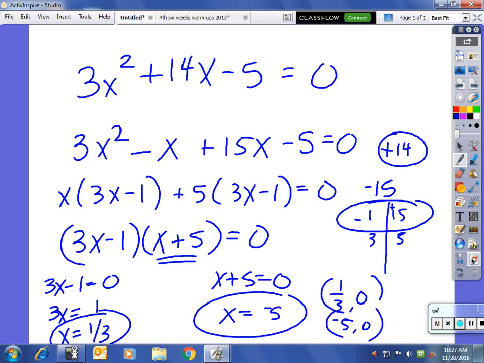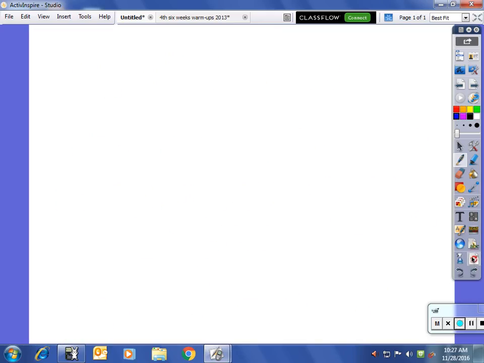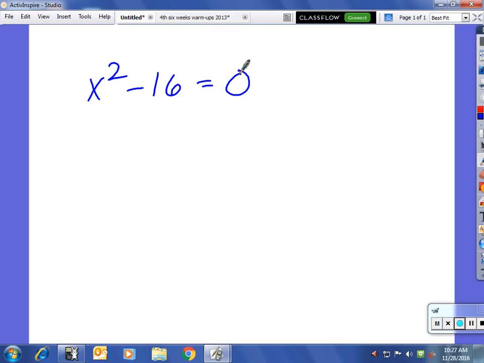Alright, we still need to look at the weird cases. Weird cases, which will happen. Here is a weird case. X squared minus 16 equals 0. Some of you had a real hard time factoring this type of problem. What's missing in this problem? The b.